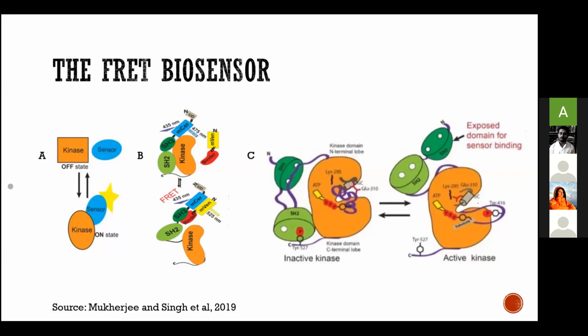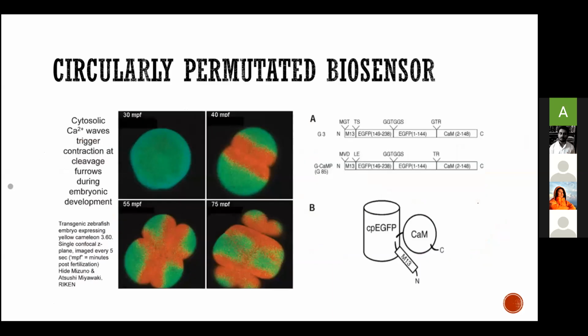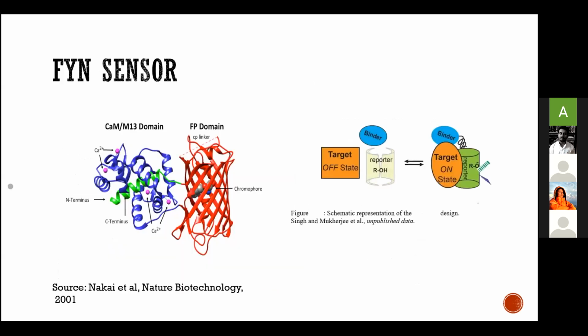So the cpGFP model we are working with, you can see that the cpGFP model is not new. This was made, oh, I didn't cite the guy. Yeah, I did, I guess. It's on the very left side. Hyde, Mizuniki, and Atsushi Miyawaki in the RIKEN paper. So this concept was given by them, but we made it in such a way that it becomes specific for our Fyn target.